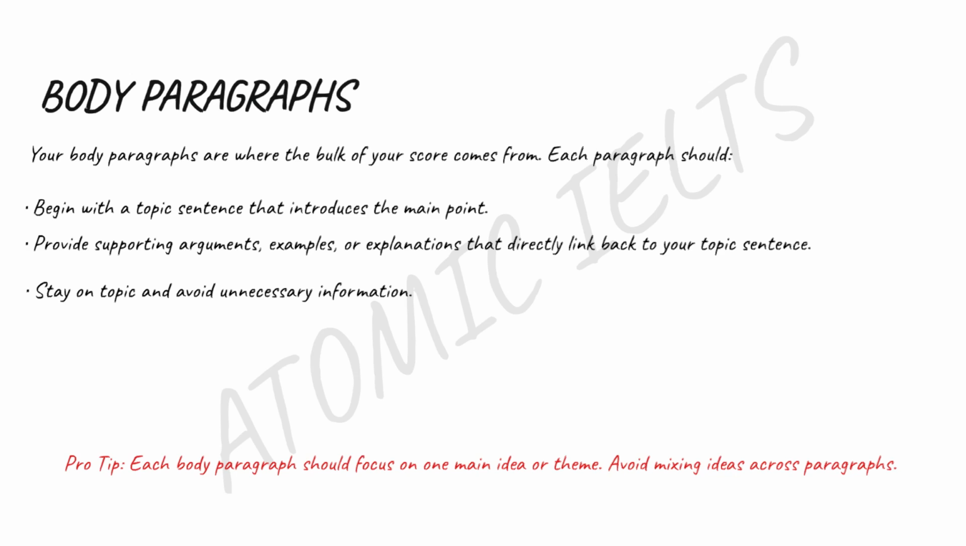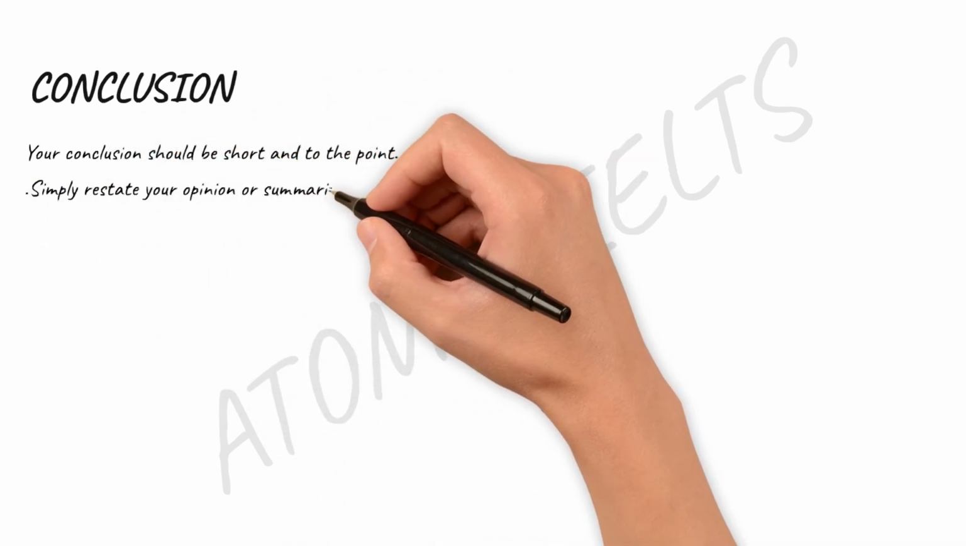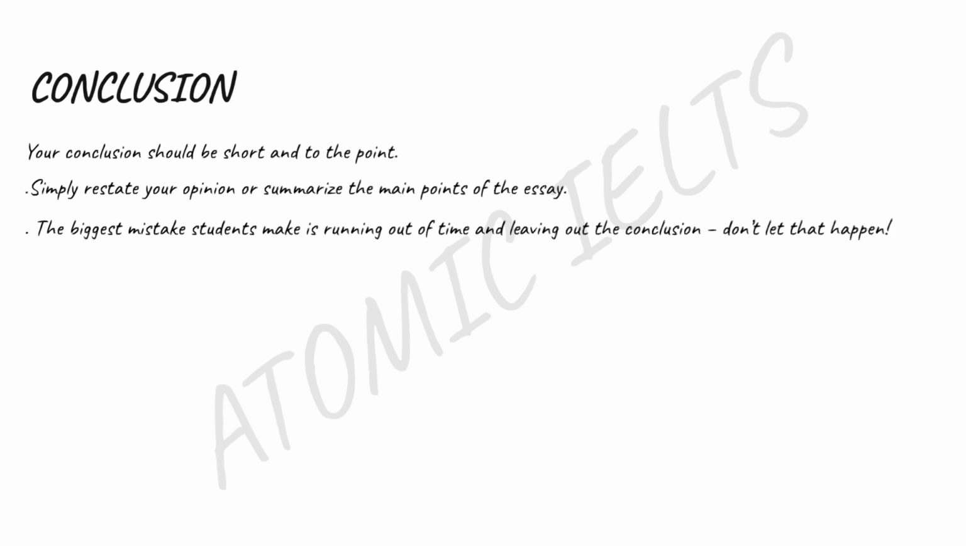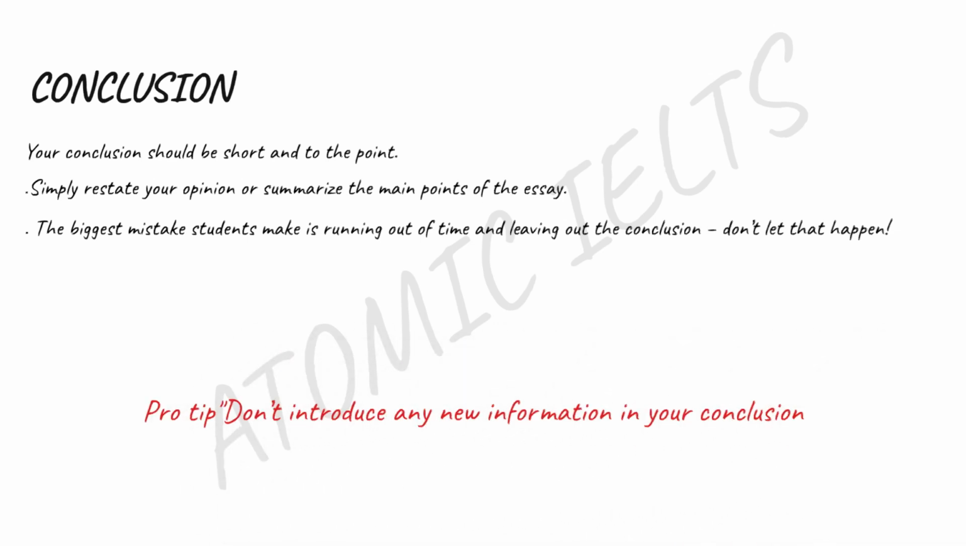A pro tip here. Each body paragraph should focus on one main idea or theme. Avoid mixing ideas across paragraphs. Next is the conclusion, which should be short and to the point. Simply restate your opinion or summarize the main points of the essay. The biggest mistake students make is running out of time and leaving out the conclusion.